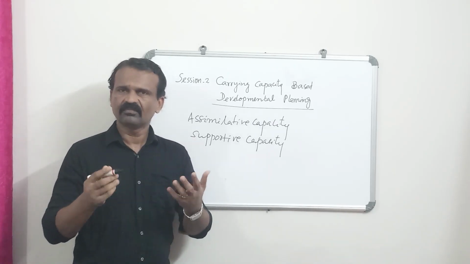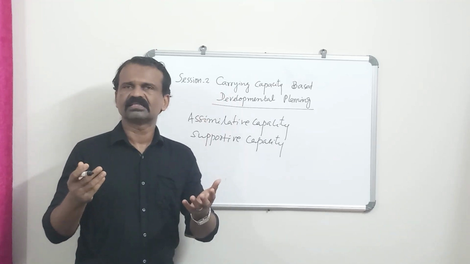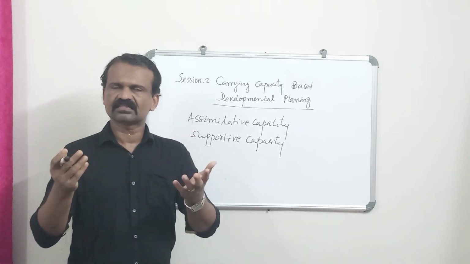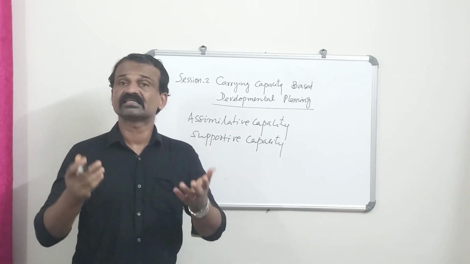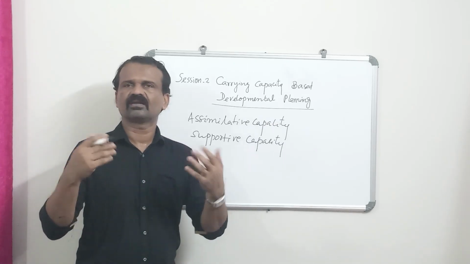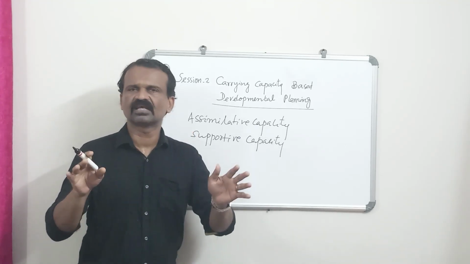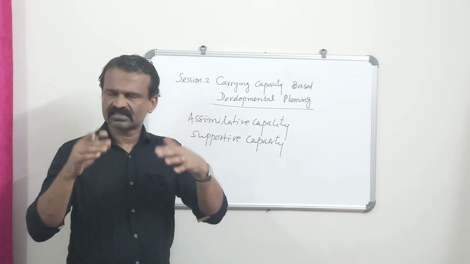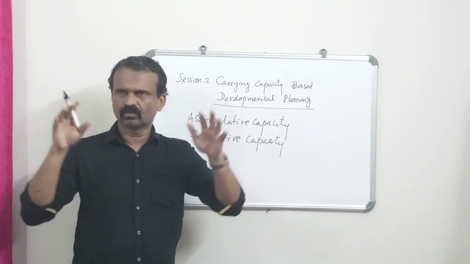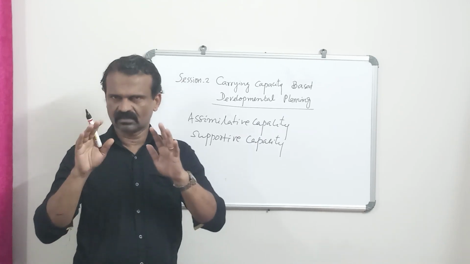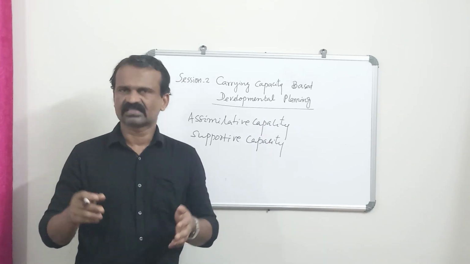In the reverse case, there can be a situation in which you say that in the final assessment, supportive capacity is less. That means the region's supportive capacity to support this developmental activity is less than what is required, and the assimilative capacity can also be less in that particular case. Then you have to finally conclude that the carrying capacity of that particular area to contain the total proposed development is less. In that particular case, the developmental activity will not be sustainable.